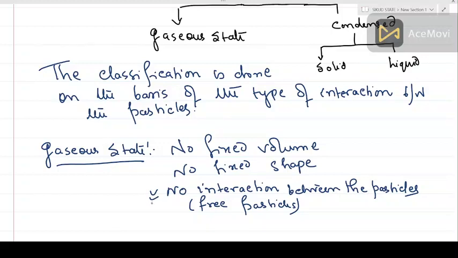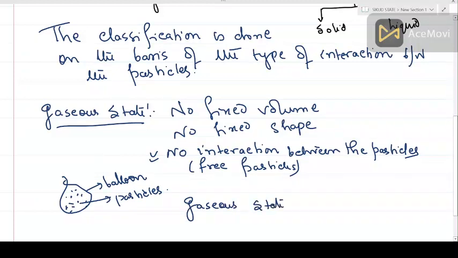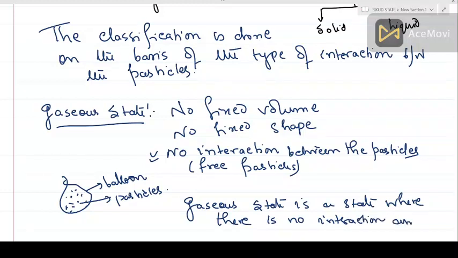When we are studying condensed matter or solid state physics, we are concerned with this third point, the interaction between the particles. The gaseous state is present all over. The air around you is present all over and does not have any shape. Suppose you fill a balloon with air. This is the balloon, and it becomes your system. These are the particles of air or any gas. The gaseous state is a state where there is no interaction among the particles. This is one extreme end of matter.